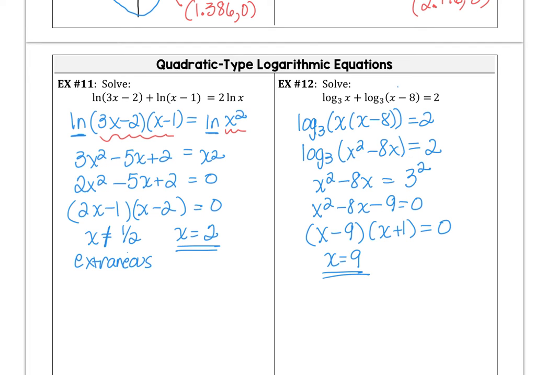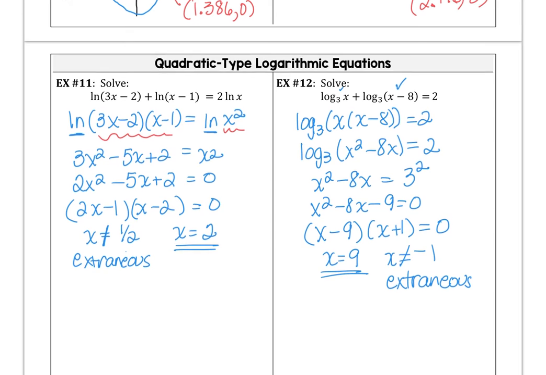It works in this term and this term. We're taking a positive log, but x equals -1 would not work. We can't have the log of a negative value, so this would be an extraneous solution.